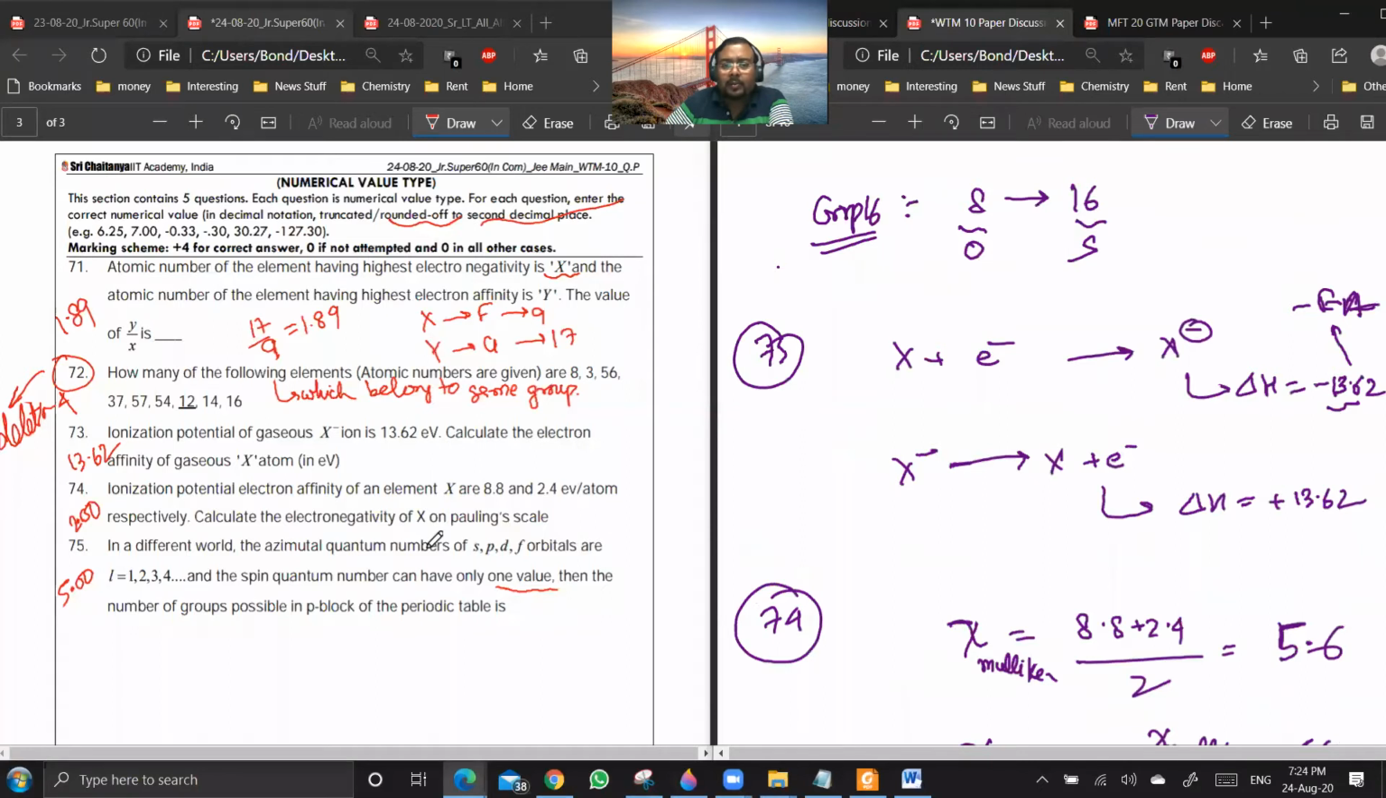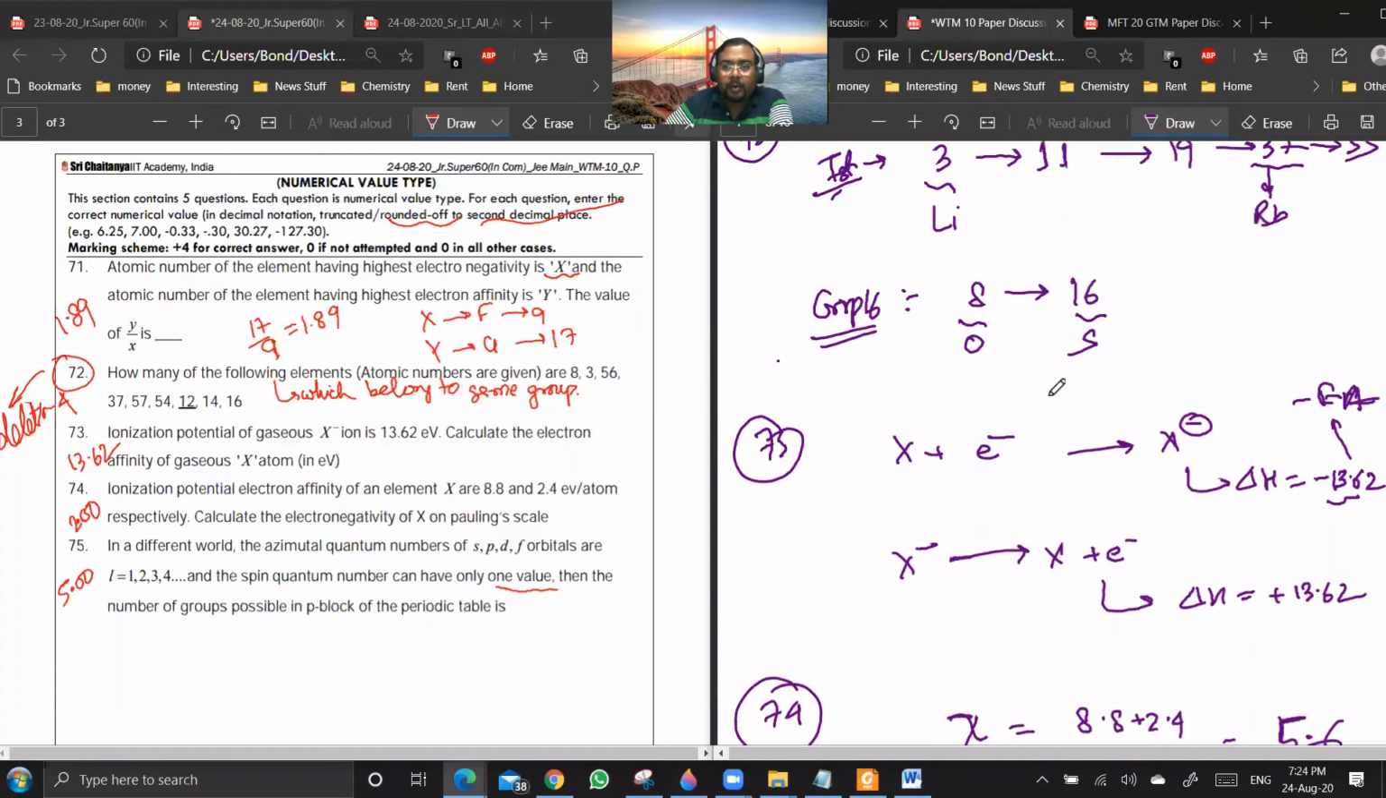Okay, 73. In 73, this is a problem. In 72nd question, there are 2 different groups, right? Two which belong to the same groups. So the answer is 2 different groups, right? Like 3 and 37. No, 3 and 11 belong to the same group. And 8 and 16 belong to the same group. So the answer will be 4 now. 3, 37, 8 and 16.